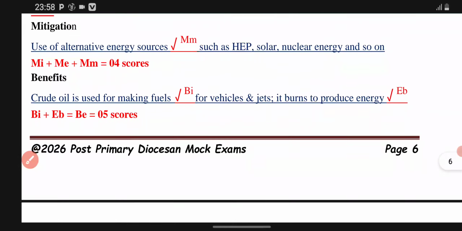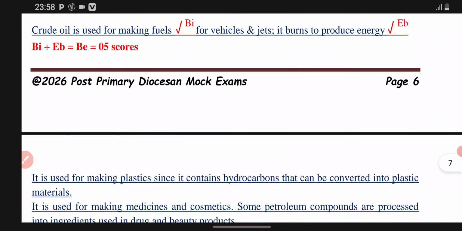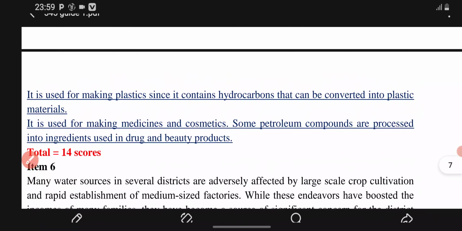Then from there, we can continue. Now we go for the benefits. Benefits of crude oil. Of course, crude oil is used for making fuel. Recently, we have begun extracting ours here. You get, for vehicles, jets. It burns to produce energy. That is one benefit. Let's continue.